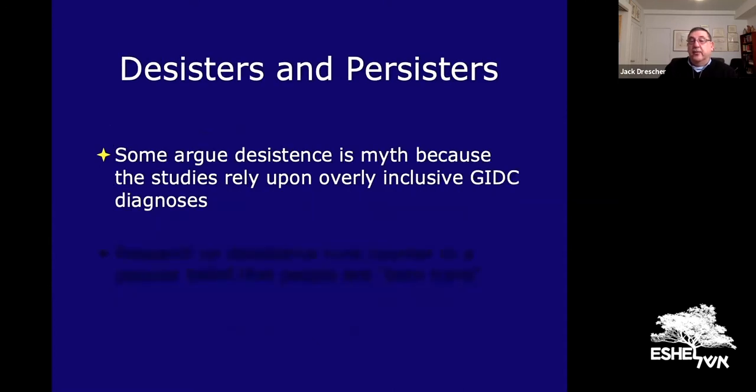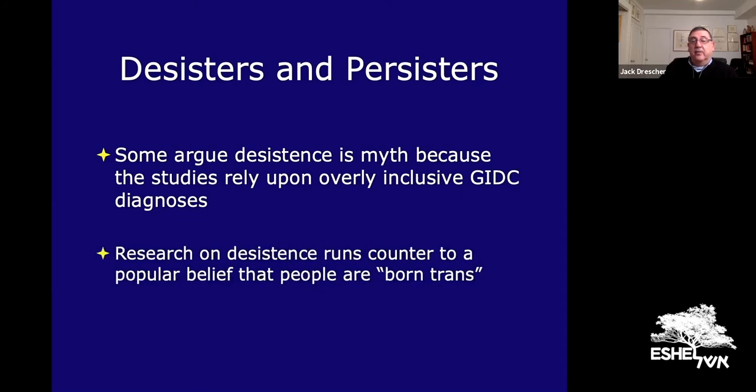Now, this literature has come under attack by many people who are both in the trans community and supporters of the trans community, who say that persistence is a myth because the studies use overly inclusive diagnostic criteria from the DSM-3 and 4. But one of the major difficulties is that the research runs counter to a popular belief that people are born trans. And let's be very clear, we don't know why people are trans, we don't know why people are cisgender, we don't know why people are gay, and we don't know why people are heterosexual. But the more people believe you're born that way, the more likely they are to be accepting of gay and trans people. So this is one of the problems of this kind of literature.